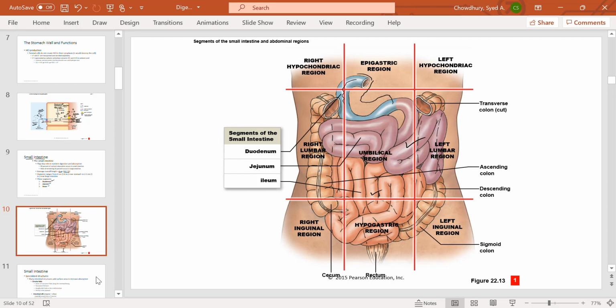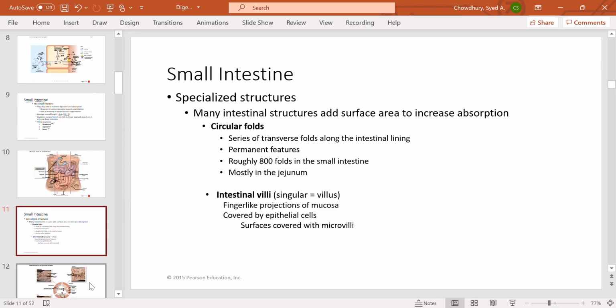And then the ileum ends into the cecum, which is the first part of the large intestine, right? So this is the cecum here, the first part of the large intestine, and ileum enters here. Okay, there is a valve called ileocecal valve. Makes sense. Ileum and cecum. That's why ileocecal valve. Okay, so those are the parts of the small intestine.